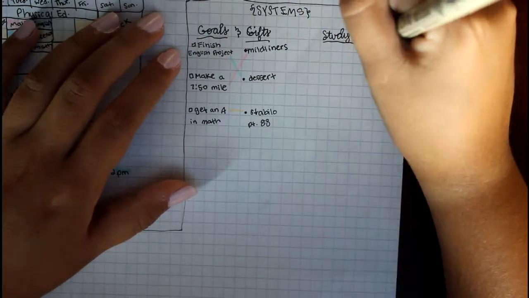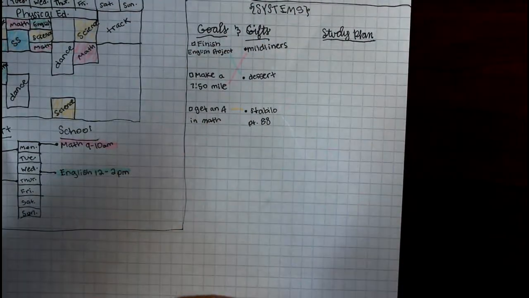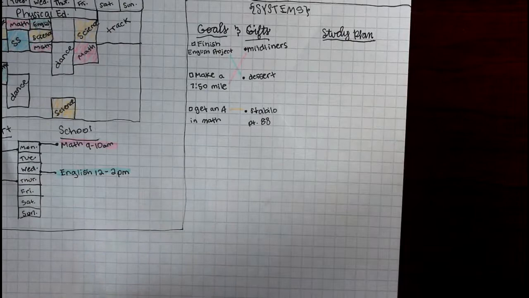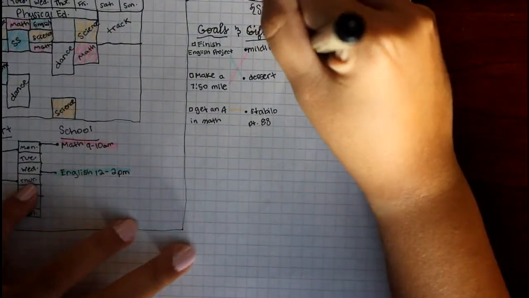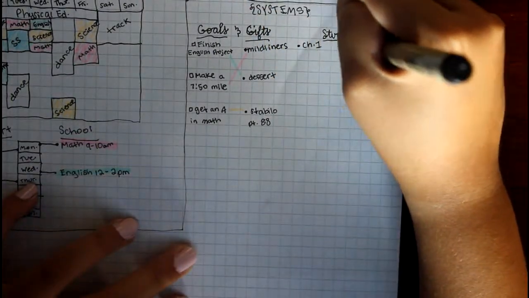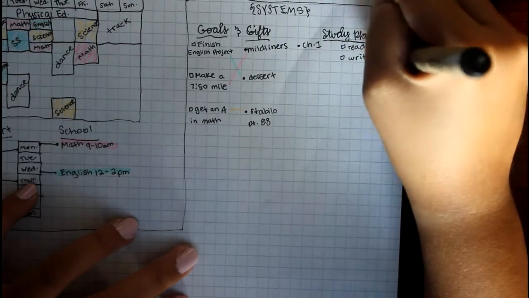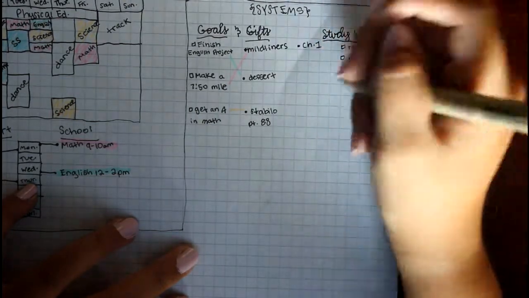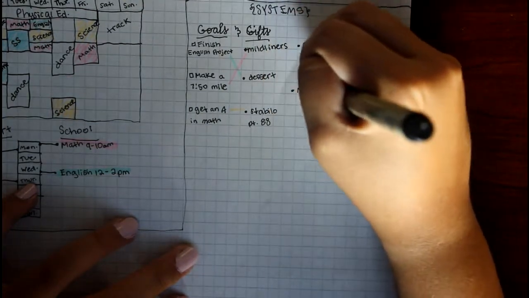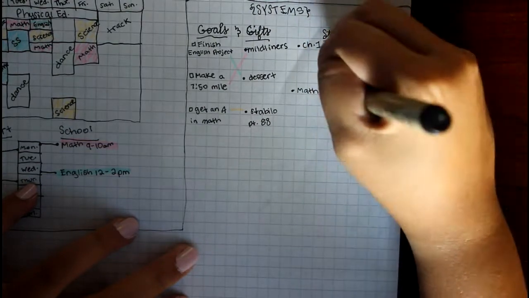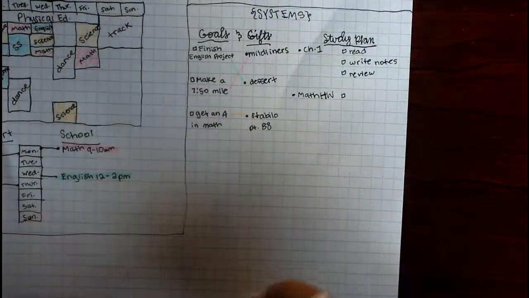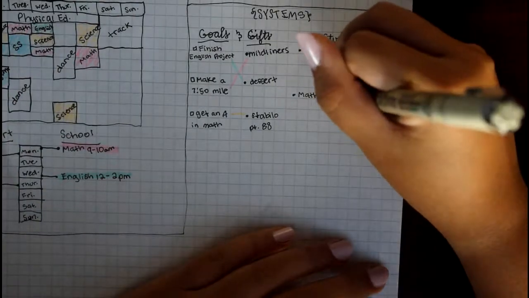My next system is a study plan, so you could adjust this however you need to, but I would basically write the chapter and what I needed to do for that chapter, and then I would go back and color coordinate it so I know if it's chapter 1 in science or chapter 1 in math, and yeah.